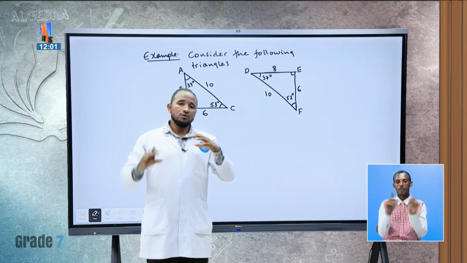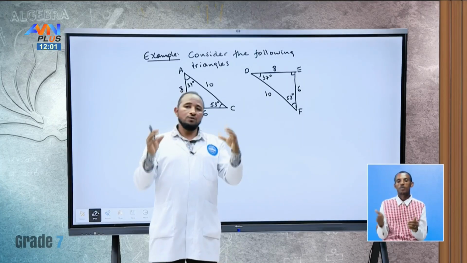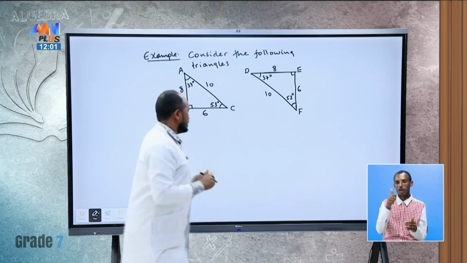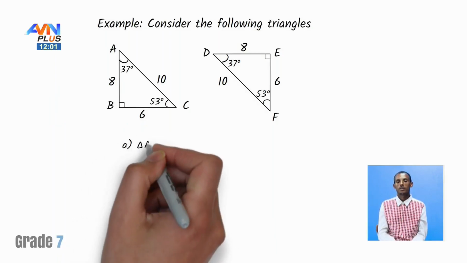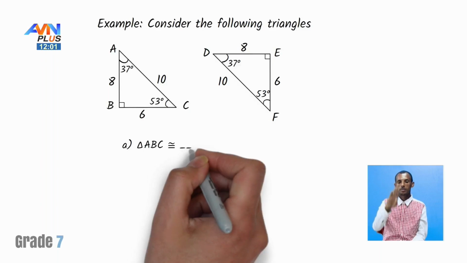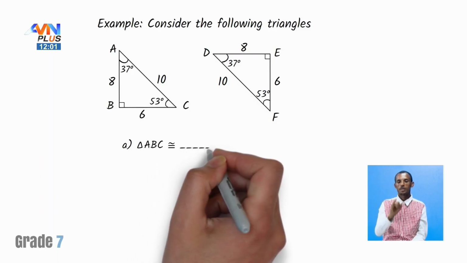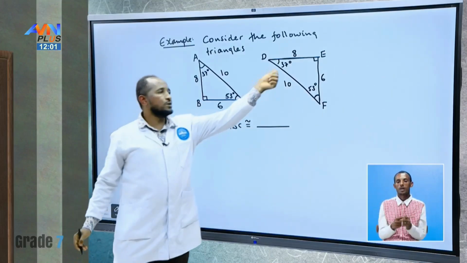But in what order are they congruent? How do we fit one triangle on another? Here, the first question: triangle ABC is congruent to which triangle? How do we fit triangle ABC on this one?